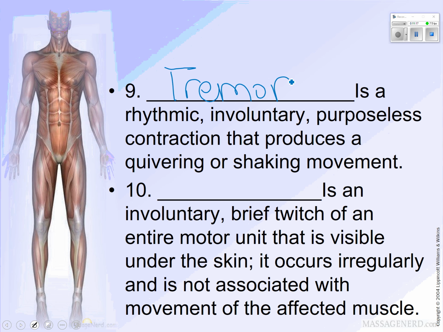And number 10, blank is an involuntary brief twitch of an entire motor unit that is visible under the skin. It occurs irregularly and is not associated with movement of the affected muscles, and that's called fasciculation. F-A-S-C-I-C-U-L-A-T-I-O-N.